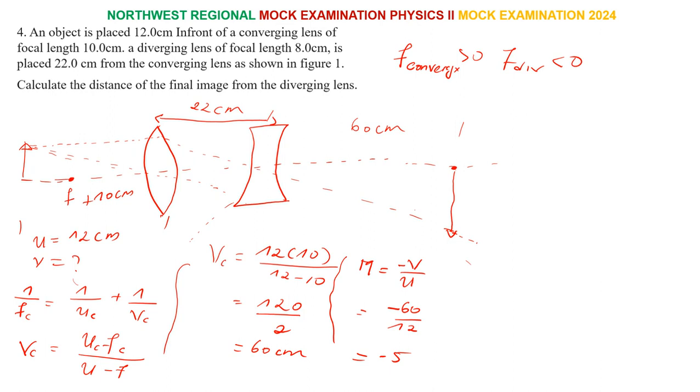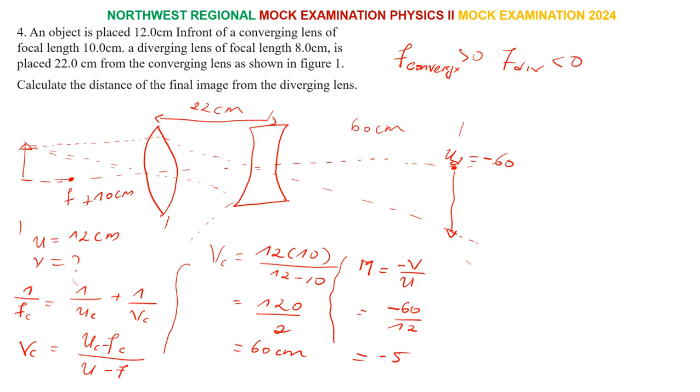So this is not the final image from the diverging lens. Now this 60 centimeters will become our object distance with respect to the diverging lens, and we already see that our object is inverted. So if it is inverted, we definitely have to get an image with respect to this lens. Since it is inverted, this object distance u, call it u divergent, will definitely be negative 60, because it is in the reversed sense.